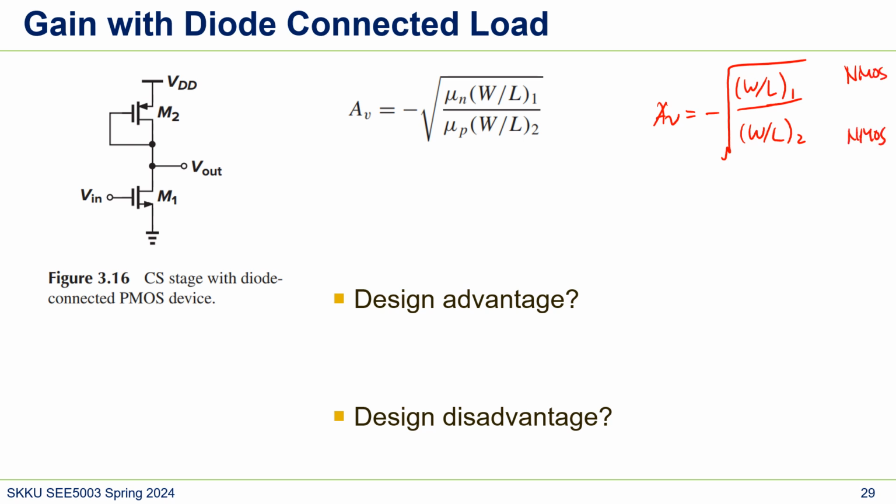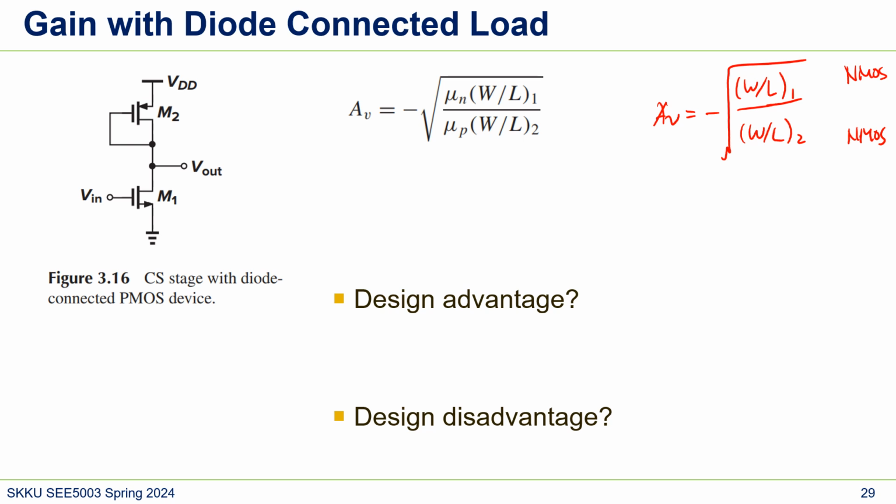But in PMOS, we can also repeat the calculation, and then you can easily show this equation. So the difference would be just this mu n and mu p. So, as I said, this equation gives us some interesting characteristic.